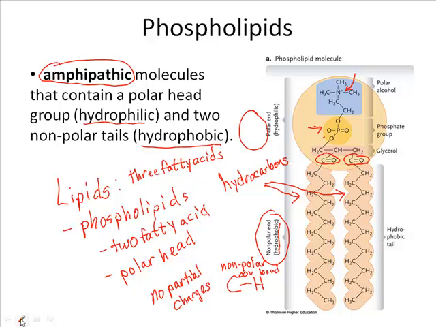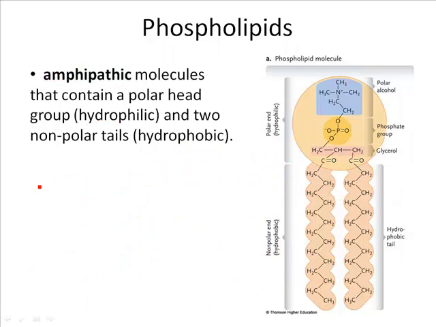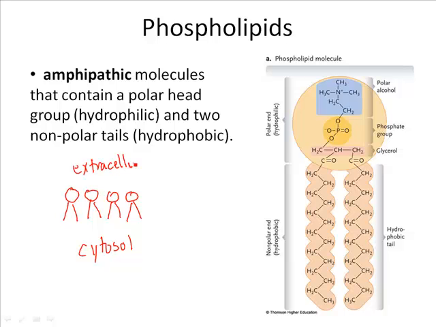Now, before I advance the slide here, let's take a quick look at the arrangement of phospholipids in a membrane. Here's a theoretical membrane I'm going to draw. And I'm just going to draw 4 phospholipids arranged in a linear fashion. And let's say this is the cytosol, and let's say this is the extracellular side. Now, would this arrangement of phospholipids work here in the plasma membrane? Or is there something wrong with that arrangement?